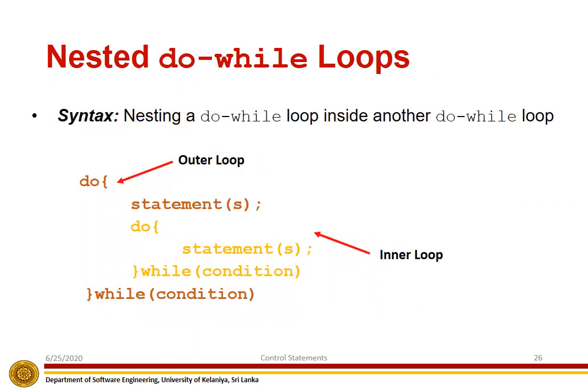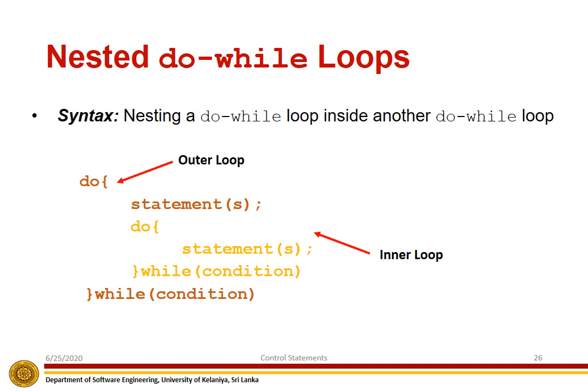Next, nested do while loops. Here is the syntax for nesting a do while loop inside another do while loop. Here you can see the outer loop in brown color and the inner loop in yellow color. So here is do and open curly braces, the statements for the outer loop, then the inner do while loop, then close the curly braces and the while condition for the outer loop.